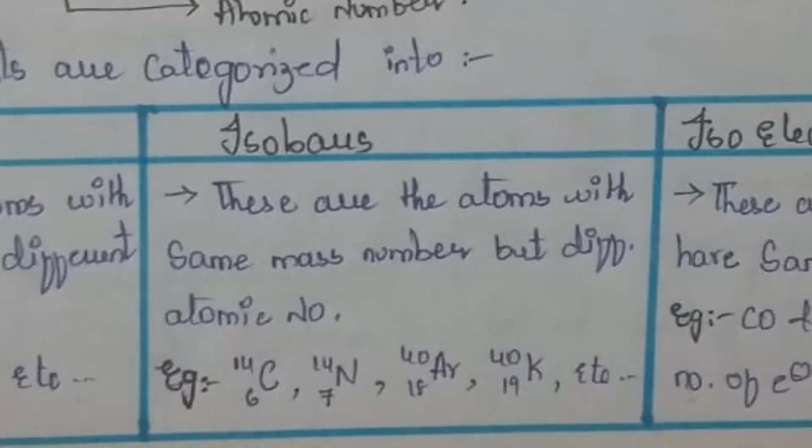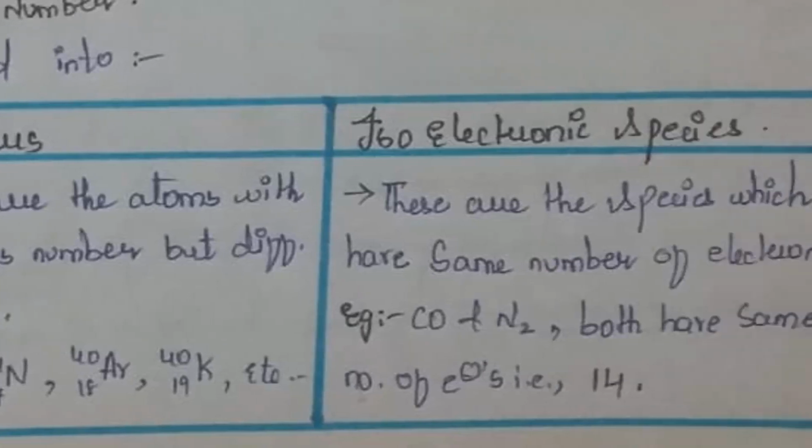Next, isobars. Isobars are just opposite to isotopes. That is, in isotopes, atomic number is same but mass number is different, but in isobars, mass number will be same but atomic number will be different. For example, carbon with mass number 14, atomic number 6. Another example, nitrogen with mass number 14 and atomic number 7. So in this, atomic numbers are different whereas mass numbers are same. This is isobars.